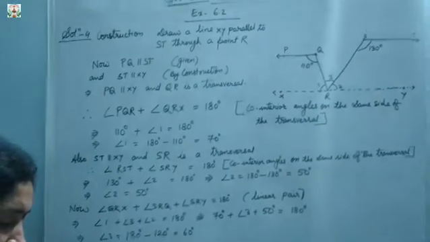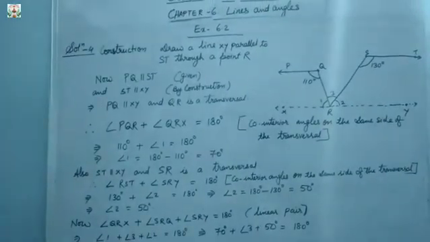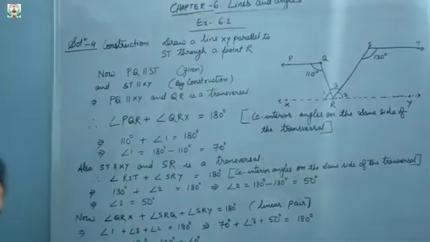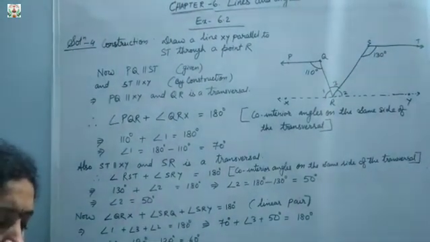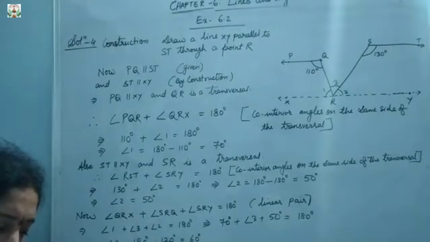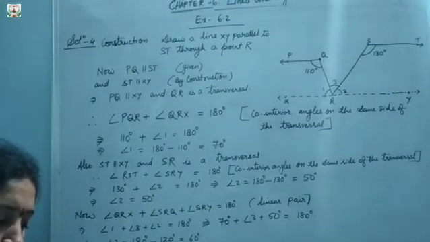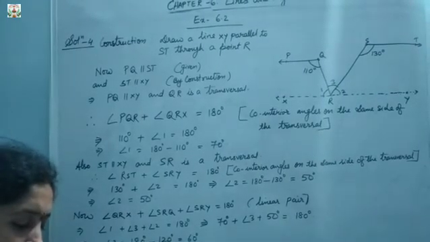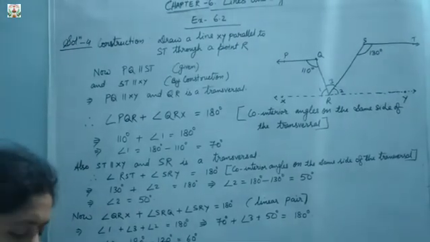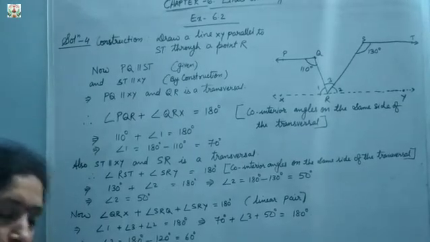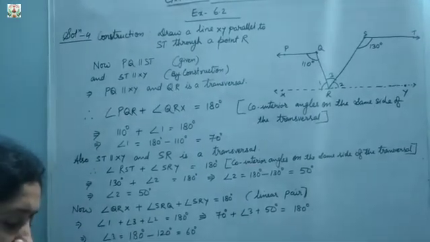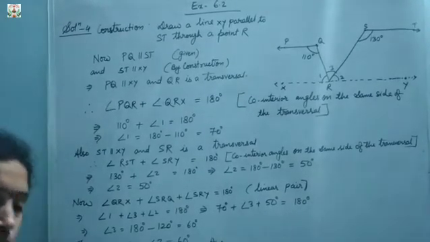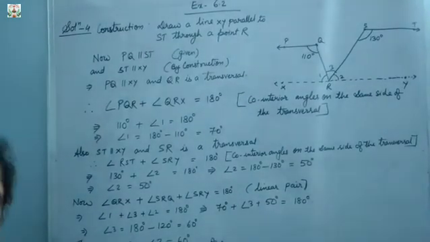Good morning, children. Now let us see exercise 6.2, question number 4. Question number 4 is in the figure 6.31. If PQ is parallel to ST, angle PQR equals 110 degrees and angle RST equals 130 degrees, find angle QRS. The hint is given: draw a line parallel to ST through point R. So already the hint is given.